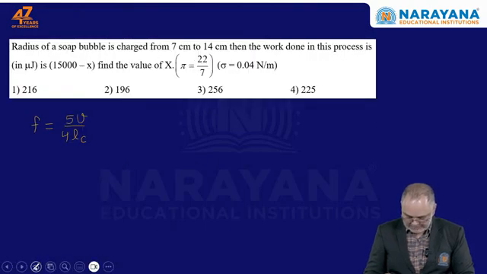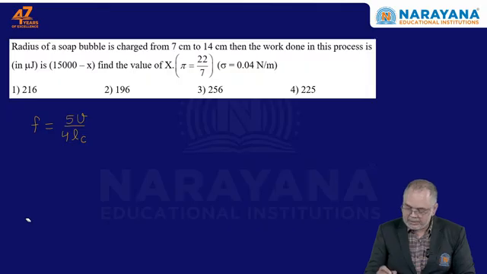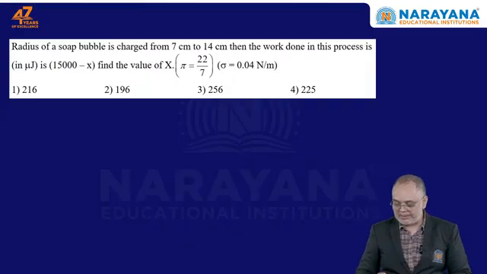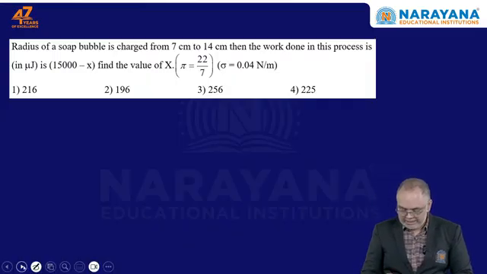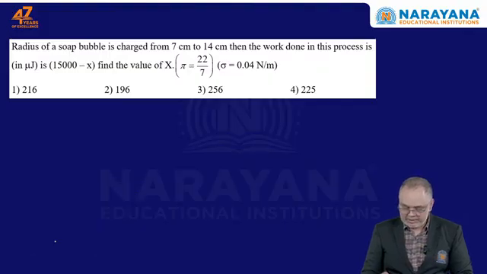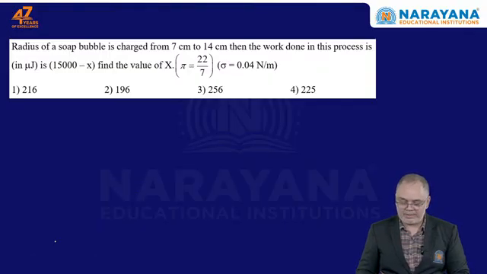Next question is, radius of soap bubble is changed from 7 centimeter to 14 centimeter. Then the work done in this process in microjoule is 15,000 minus x. Find the value of x. Pi is 22 by 7 and surface tension is given as 0.04 Newton per meter.